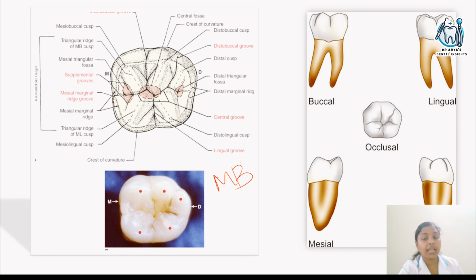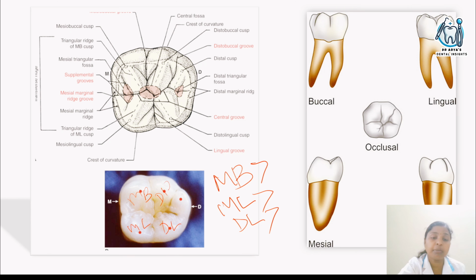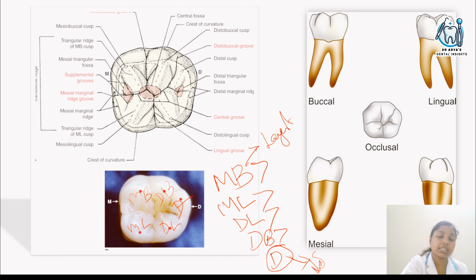is the largest and longest cusp, followed by mesiolingual. This is the mesiolingual. This is the mesiobuccal. Okay. Then distolingual. Distolingual is the next one. Okay. Then distobuccal. This is the distobuccal, and this is the distal. So distobuccal, then distal. So distal is the smallest cusp, and mesiobuccal is the largest cusp. Okay, this is the smallest cusp.